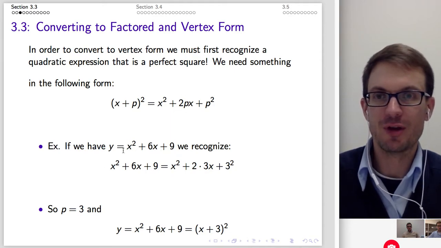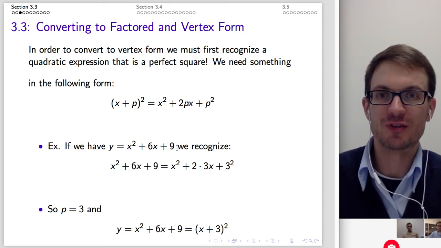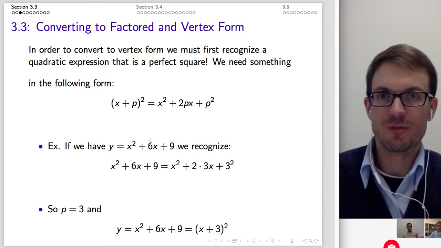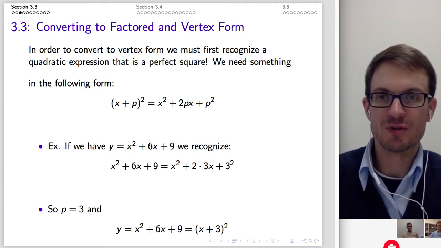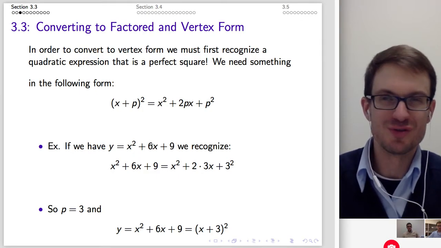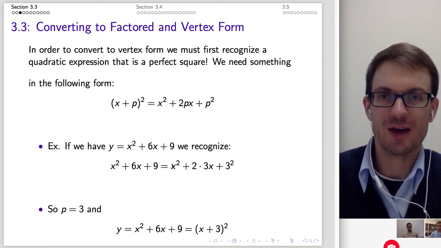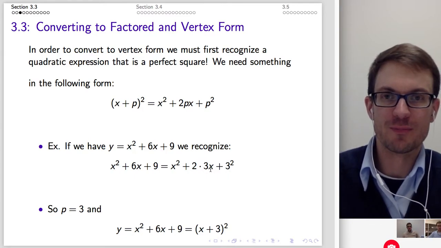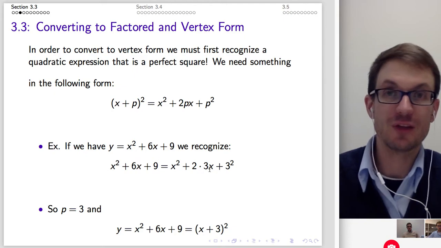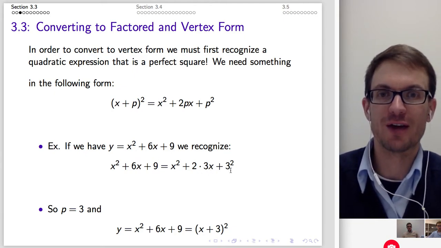Here's an example. y equals x squared plus 6x plus 9. Think about the prime factorization. So the prime factorization of 6 is 2 times 3. Prime factorization of 9 is 3 squared. Oh, 2 times 3, 3 squared, right? So we recognize the factor here, 3, multiplied by 2, gives us our middle term. That's the property the perfect square trinomial has.